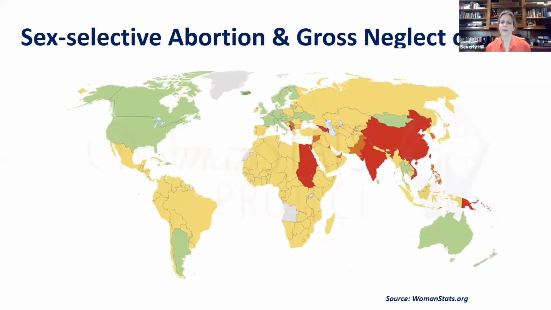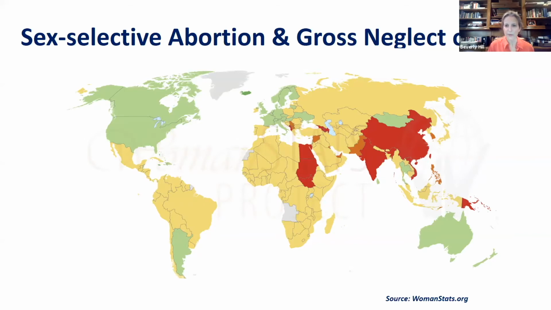Now, if you look at this map, you can see the red, obviously, is where the problem is most severe. You can see where the selective abortion of female fetuses and the gross neglect of little girls is most common. So this map shows you where females are being lost early in life because there's a strong preference for sons over daughters.